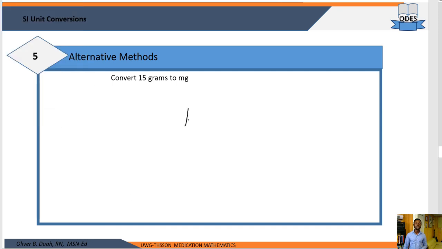So we have 15 grams that we have to convert to milligrams. Now this is the same as 15.0 grams. Okay, so remember we are dealing with the metric system, and this has to do with the powers of 10. And in that we have a decimal. So this is 15.0.